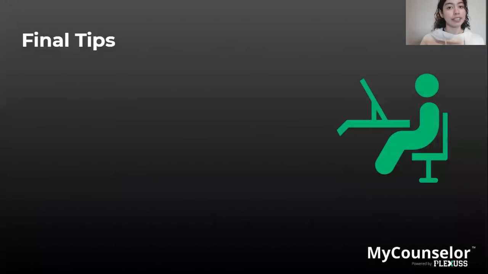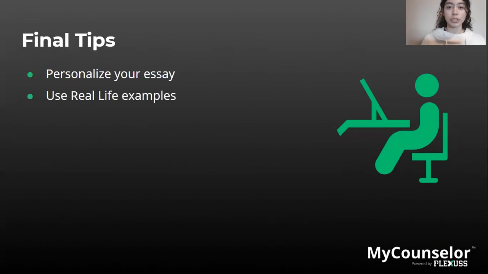And here are some final tips for you to consider. First, personalize your essay. Of course, you want to make sure that it's your writing and that the essay is specifically tailored towards yourself. Next, use real-life examples. Real-life examples are the best type of evidence that you can use for your essay. Of course, you do have to be very specific, so you do have to be careful, but of course, you should consider using real-life examples for your evidence on your scholarship essay.